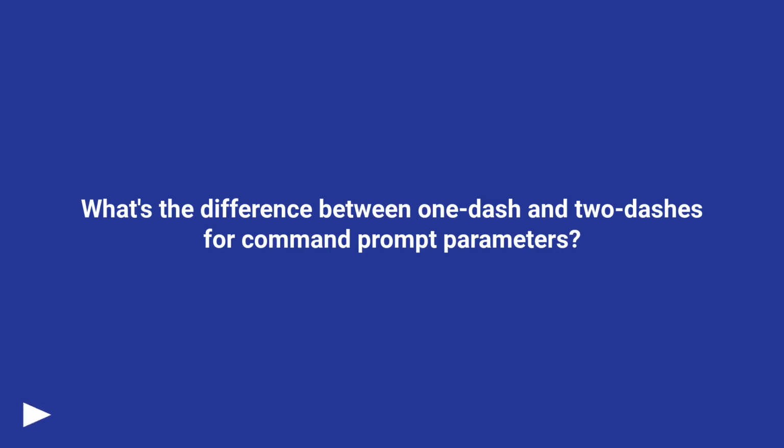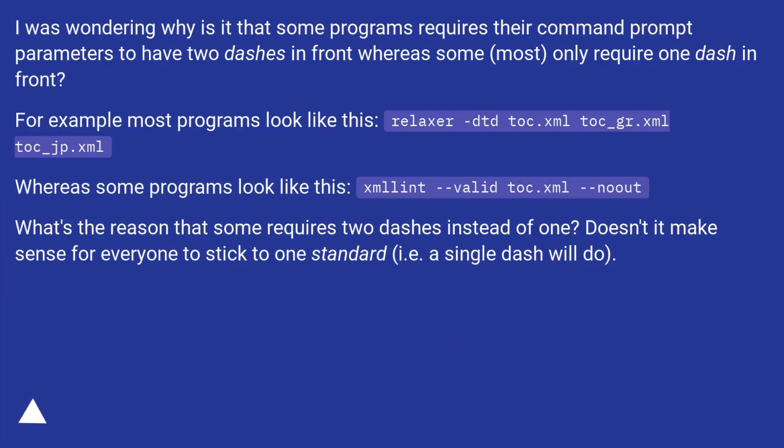What's the difference between 1 dash and 2 dashes for command prompt parameters? I was wondering, why is it that some programs require their command prompt parameters to have 2 dashes in front, whereas most only require 1 dash in front?